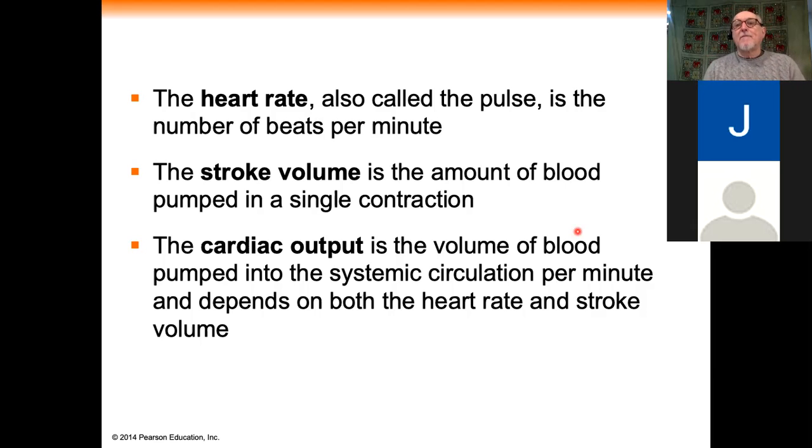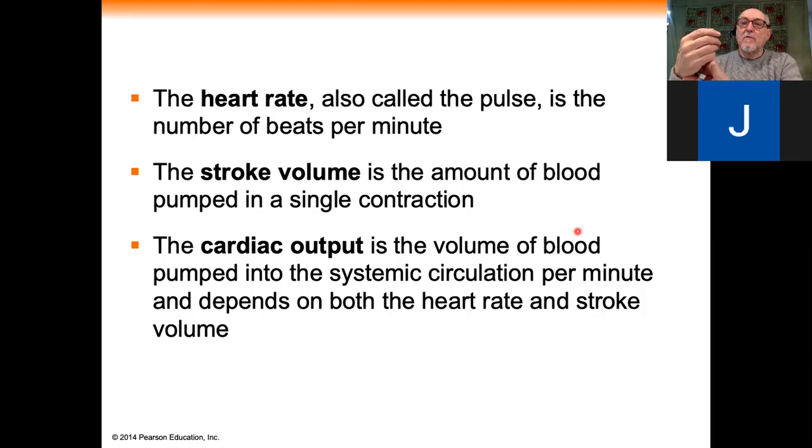And that you can measure by going to a pulse point, a place where an artery, for example, runs over a bone or runs close to the surface of the skin. You can put your fingers on it and you can actually feel the heartbeat because of the tremendous pressure caused by the contraction of the ventricles. That pressure is communicated throughout the arterial system.